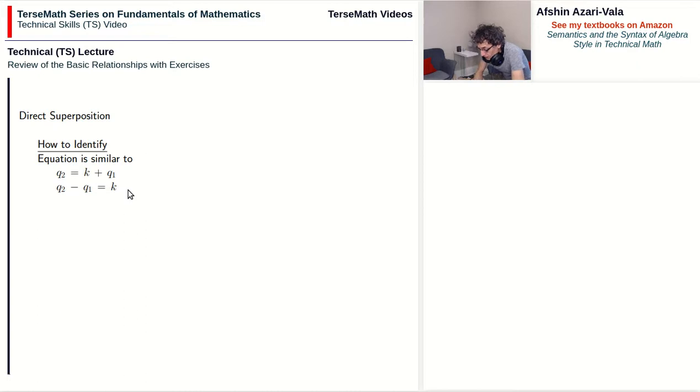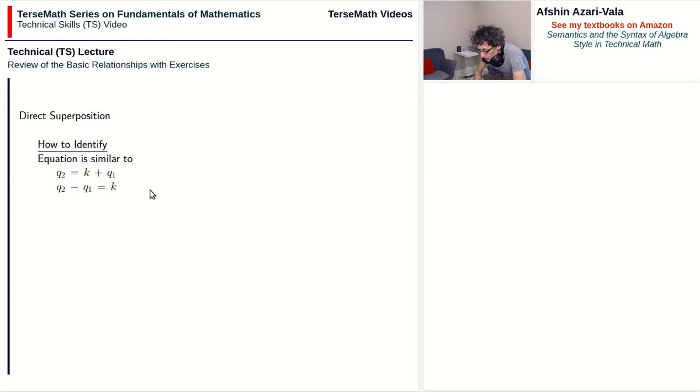Now, I have talked in detail about these equations in the previous videos, and so I won't go into any kind of detail, but use this as an opportunity to summarize the process of identification and also getting information from equations of type direct superposition, inverse superposition, direct proportion, and inverse proportion.